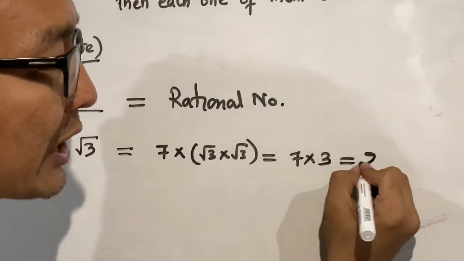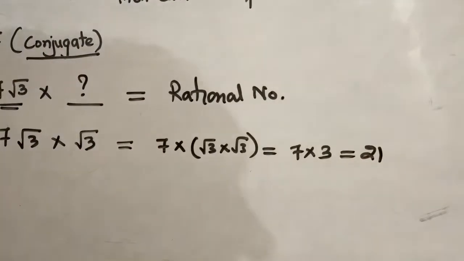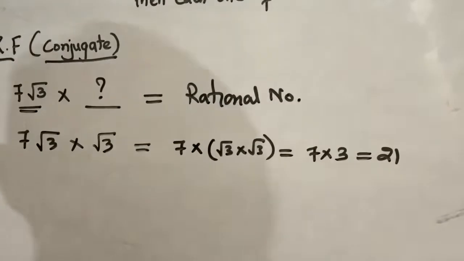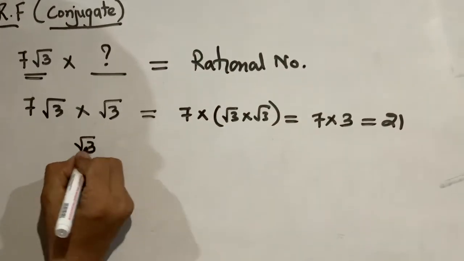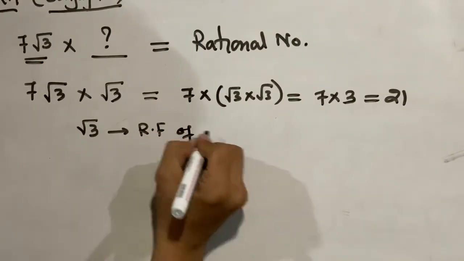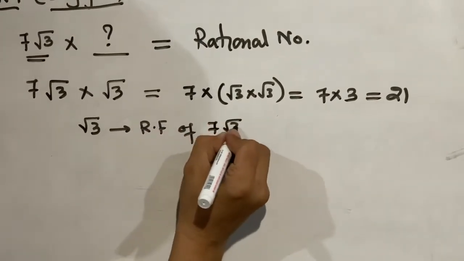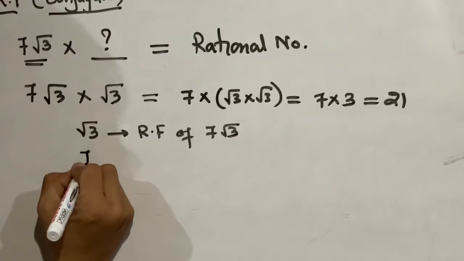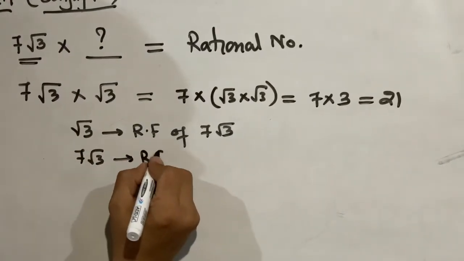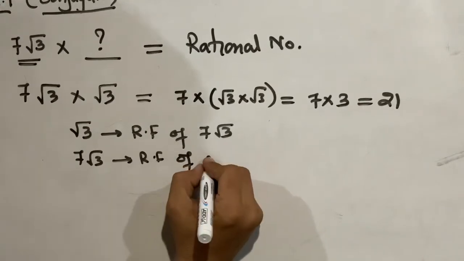So 7 times 3 is 21. What is 21? 21 is a rational number. So therefore root 3 is the rationalizing factor of 7 root 3.